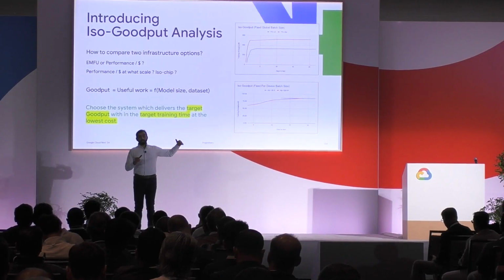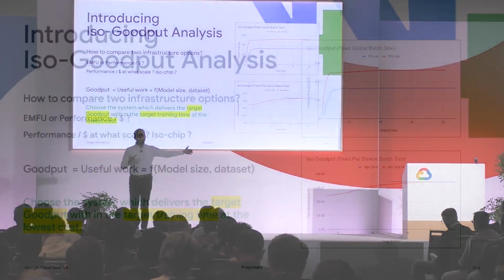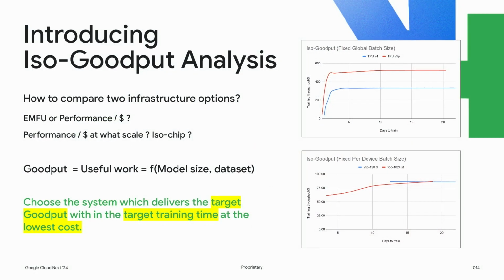So to recap, the utilization matters. The utilization at scale matters. The utilization at scale considering the training time that you have. This altogether combined, resulting in ISO goodput analysis, is what gives you the insight of the accelerator that you need to choose. All right.